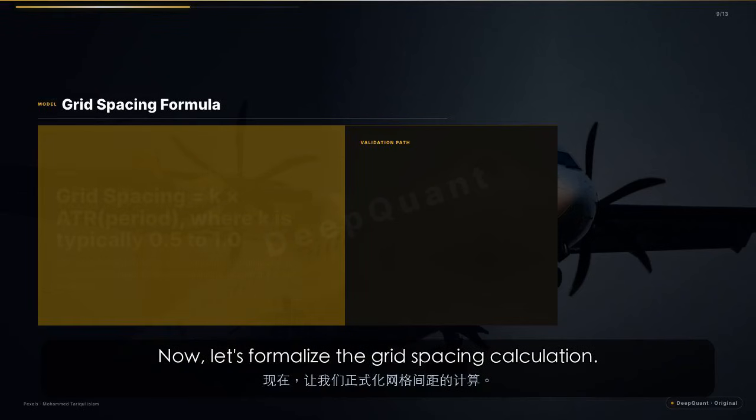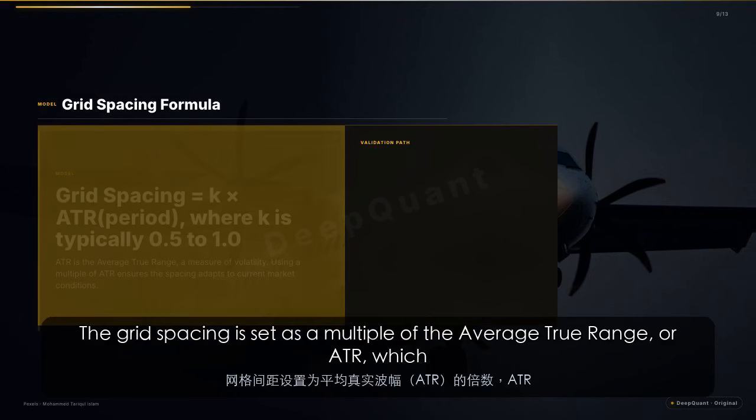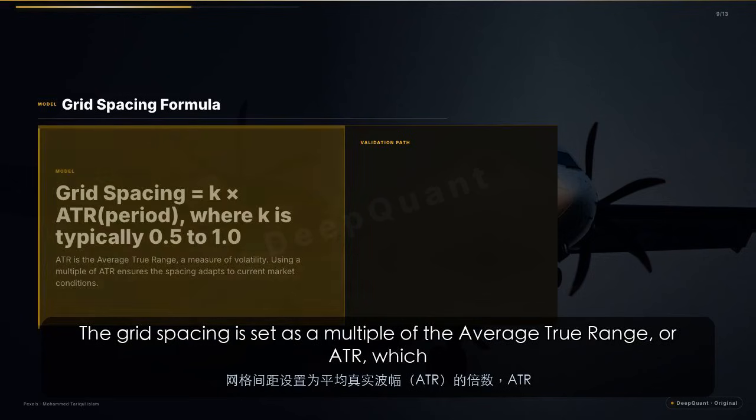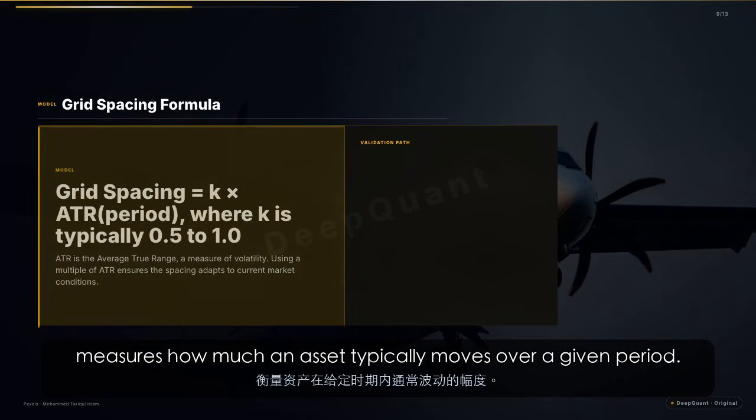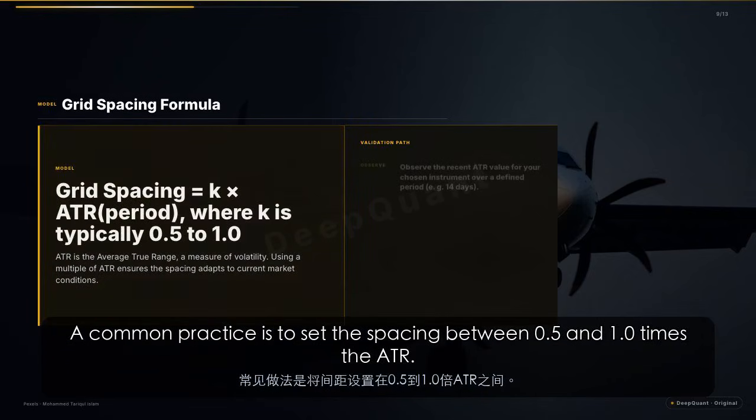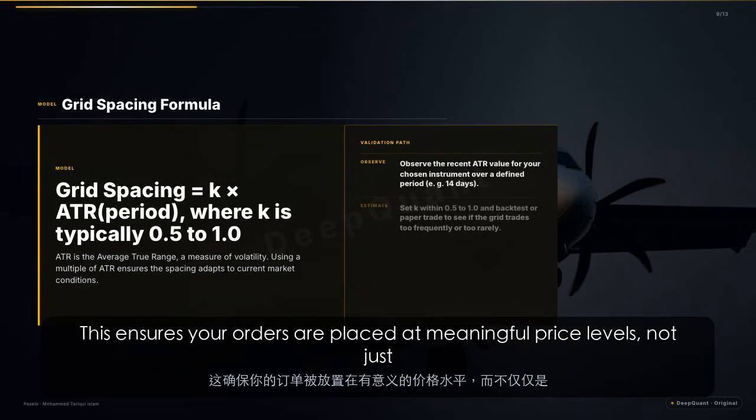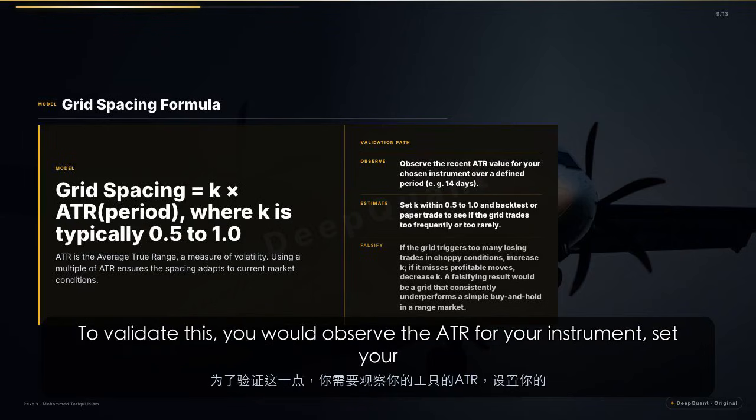Now, let's formalize the grid spacing calculation. The grid spacing is set as a multiple of the average true range, or ATR, which measures how much an asset typically moves over a given period. A common practice is to set the spacing between 0.5 and 1.0 times the ATR. This ensures your orders are placed at meaningful price levels, not just noise.